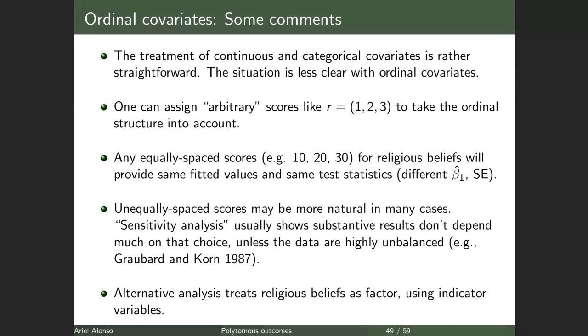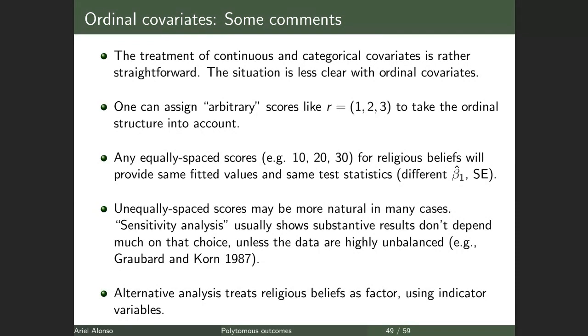So how can we treat ordinal covariates? Well, that's a little bit of a trickier issue. One thing you can do is just what we did. You can assign an arbitrary score. For instance, in this case of religious belief, we consider 1, 2, 3: fundamentalist, moderate, liberal. And by doing that, you are really taking the ordinality into account, because 1 is smaller than 2 is smaller than 3. Now, the problem with this is that it is completely arbitrary, right? I could use 10, 20, 30 to quantify, let's say, this ordinal covariate.